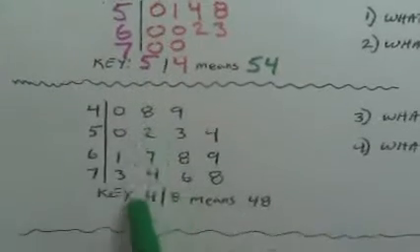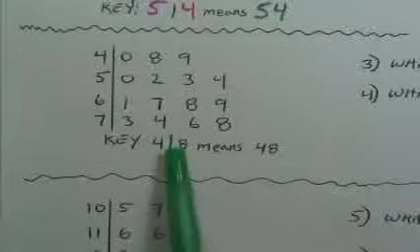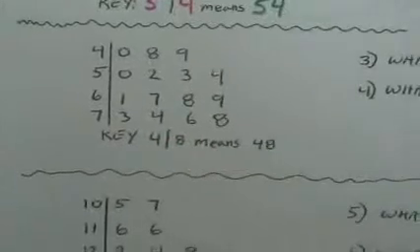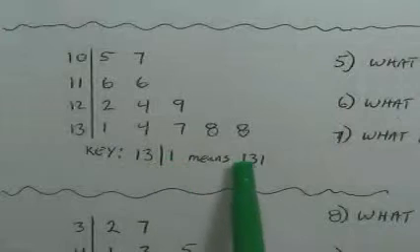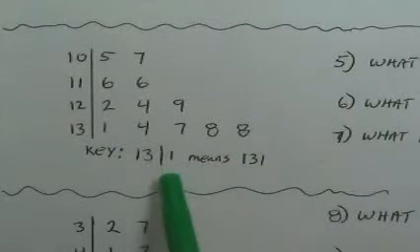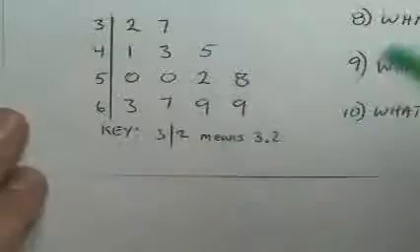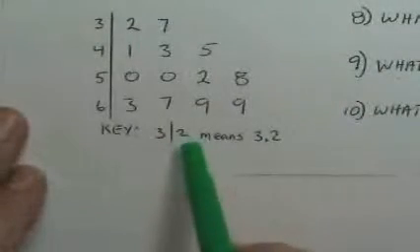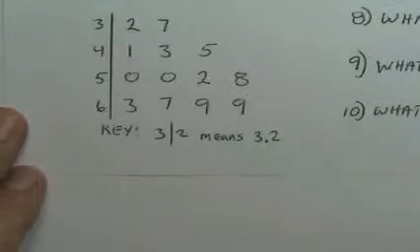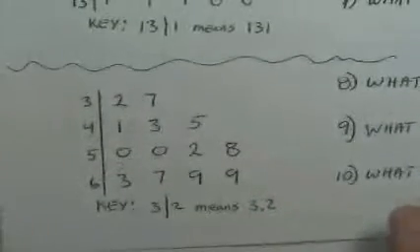Now, if you take a look at some of the keys down below, 4 line 8 means 48. Okay, that's easy. Look down here, though. 13 line 1 means 131. And look down below, the last one, if it says 3 line 2, that means 3.2. So the key is important to tell you what numbers are there.